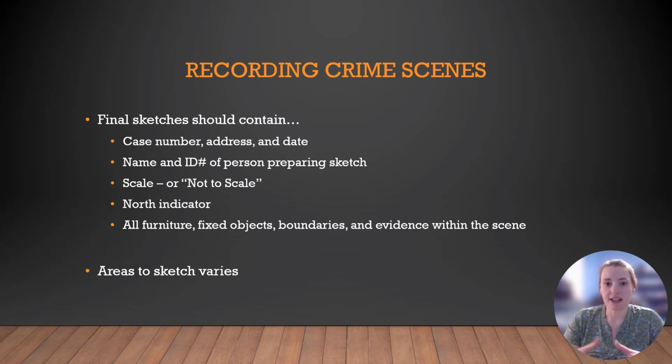Now, within your sketch, you want to include all the furniture, the walls, the fixed objects, and all the evidence that's contained within the scene. Depending on the type of scene, you may or may not need to sketch other areas of the property where the crime occurred. For example, if a murder occurred in the bedroom, you may not need to sketch the kitchen, just the bedroom. But if the investigators find important evidence, like, say, the murder weapon in the kitchen, well, now you need to give the same quality of sketch for the kitchen as you do for the bedroom.